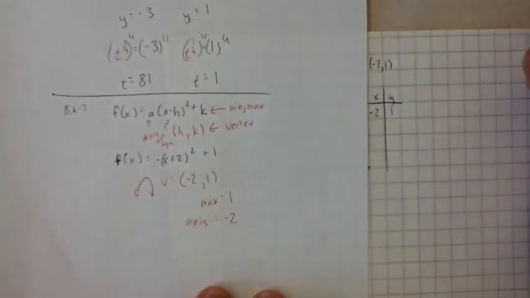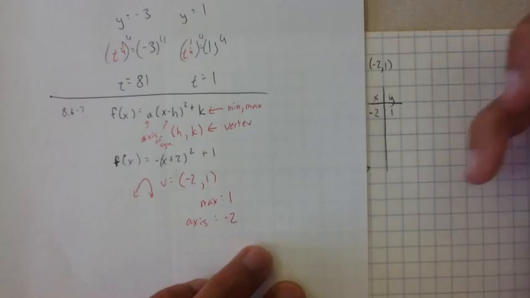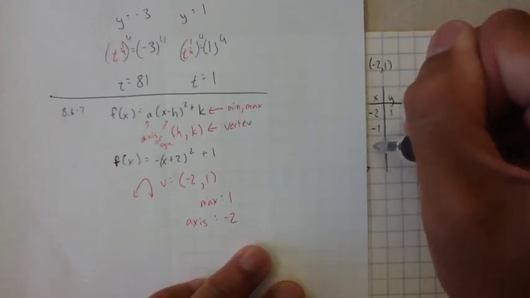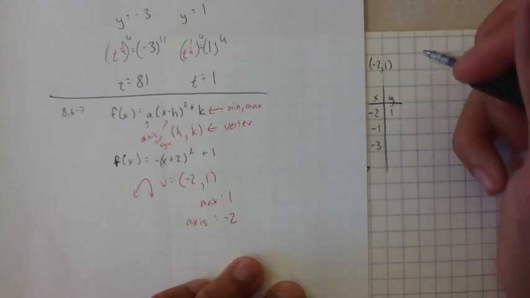To actually get some points for this graph, I'm just going to plug in some numbers. I'm going to start at the vertex. So if I plug in a negative 2 into this equation, then I'm going to get a 1. And then I'm just going to go left 1, right 1. So negative 1 and negative 3 would be to the right one space and to the left one space.